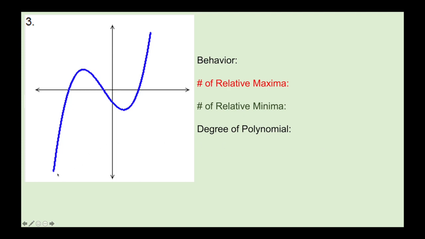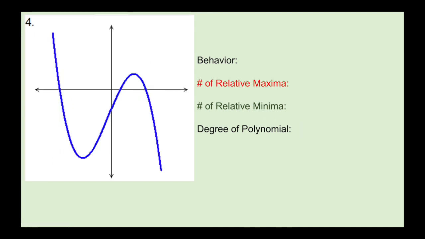Here, when I'm looking at the behavior, again, I'm starting here. I'm going to go up, then down, then up. So I had 3 behaviors here. Relative maxima, a high point would occur right here. So that's 1. A low point occurs right here, so that's 1 for the minimum. And then the degree of this polynomial, again, if I look at the number of real zeros here, I've got 1, 2, 3, and that's going to be the degree.